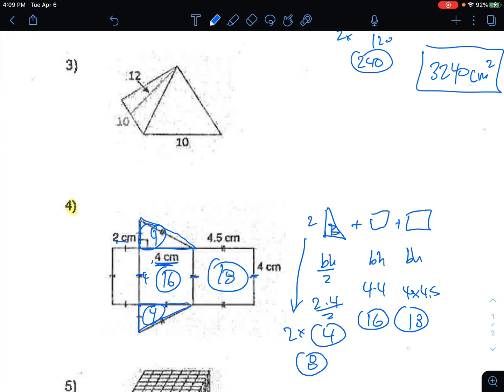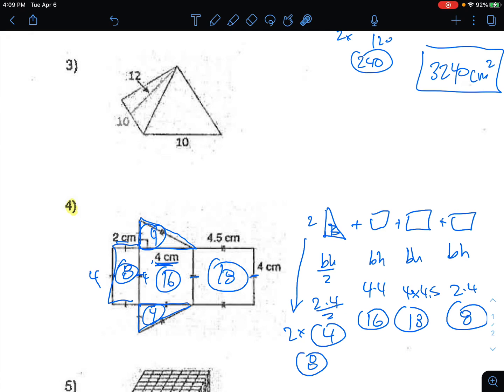One more piece. We've got 2 by 4. So base times height, 2 times 4, which is 8. Now I have all the sides. I just add up 8 plus 16 plus 18 plus 4 plus 4, which is, I believe, 50.